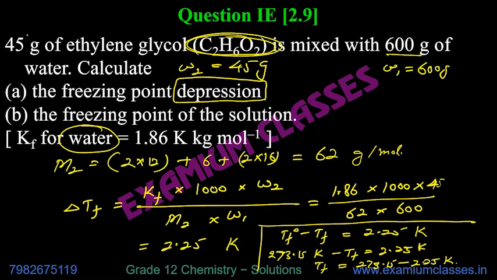So if your answer, for example, is greater than 273.15, it means there is something wrong. If the boiling point, suppose we are talking about water solution, if the boiling point of solution comes out to be less than 100 degrees Celsius or 373.15 Kelvin, it means there is some mistake. It should be greater than that boiling point. Freezing point should be less than pure.